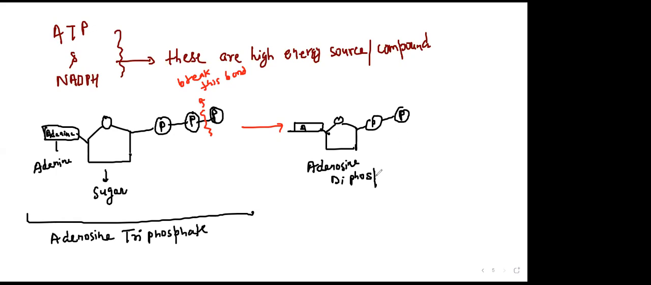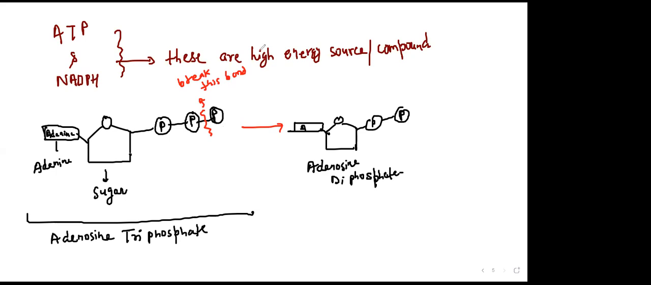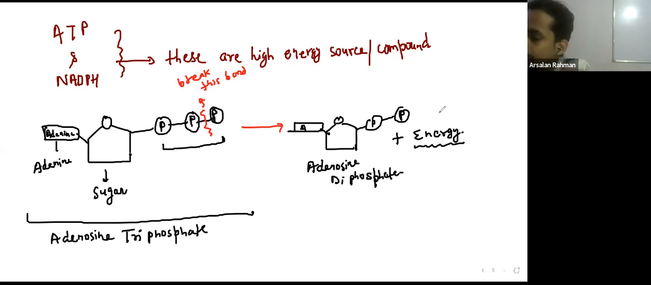Now can you see how ATP produces energy? ATP will produce energy by the breaking of the phosphate bond. If someone asks you how ATP produces energy, can you give them the answer? Abdullah, can you tell me? By breaking its phosphate bond. There are three phosphates. One phosphate bond will break and it will release some energy, because bond breaking will always release energy. So by the breaking of phosphate bond, ATP will produce energy.